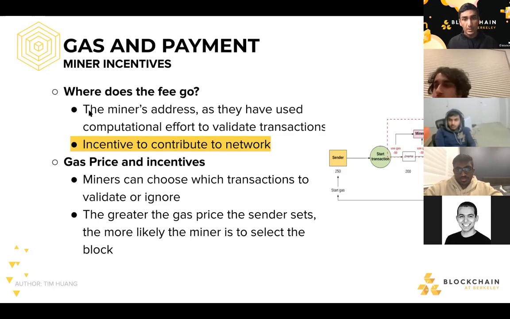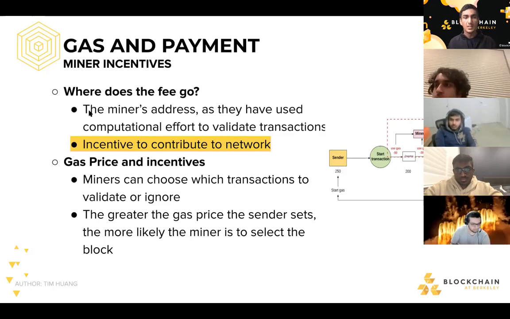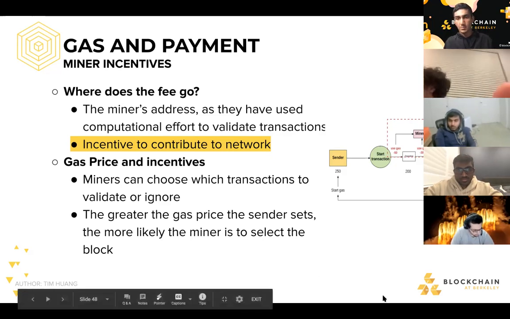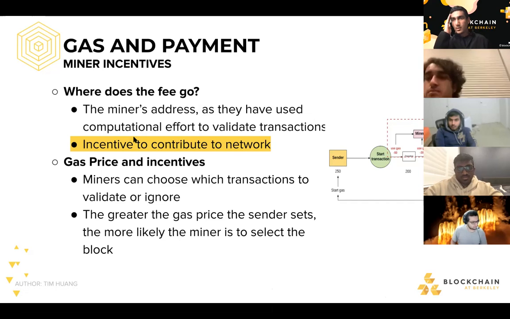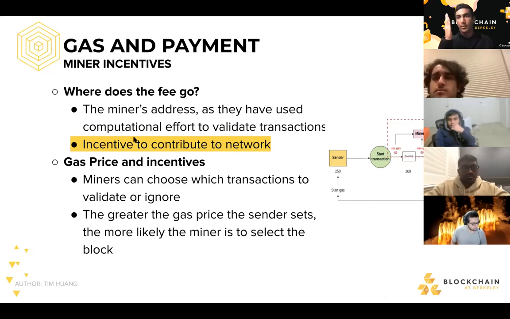But the greater the gas price the sender sets, the more likely the miner is to select the block. So it's a probabilistic thing, right? Because it's a distributed protocol. It's all based on just probability that your transaction will get picked up. So it's not like a fully guaranteed curve of how fast your transaction will go.